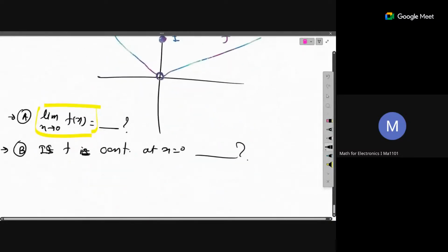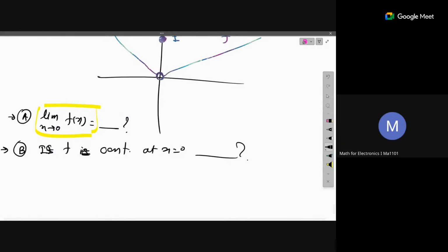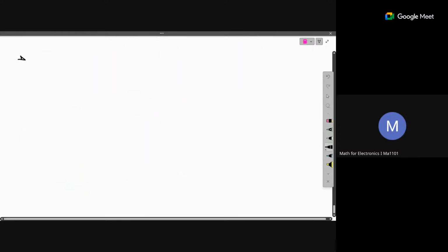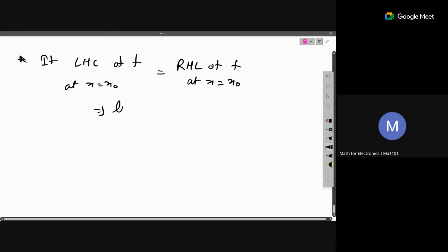If the left hand limit is equal to the right hand limit, then we say that the limit will be that particular value. So if the left hand limit of f at x equals x naught is equal to the right hand limit of f at x equals x naught, this will imply that the limit as x goes to x naught of f of x exists, and it is equal to this quantity, whatever quantity is here.